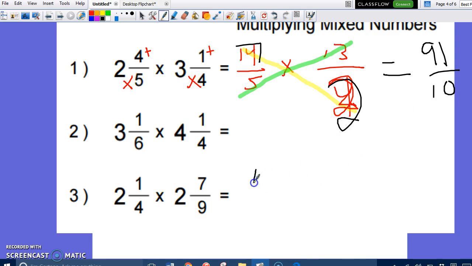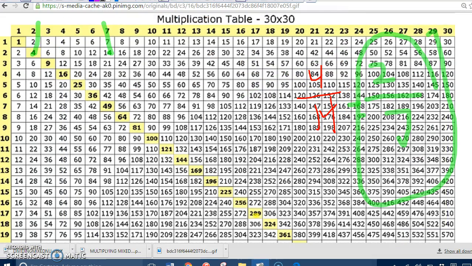So what I'm doing is this. 10 will go into 91. Okay? Not sure? Check with your chart. This is what I mean by checking with the chart.